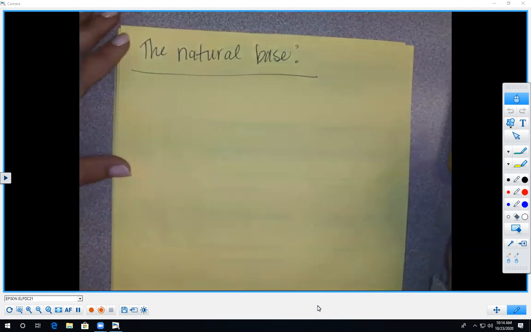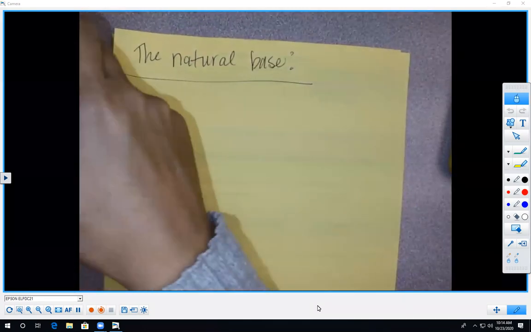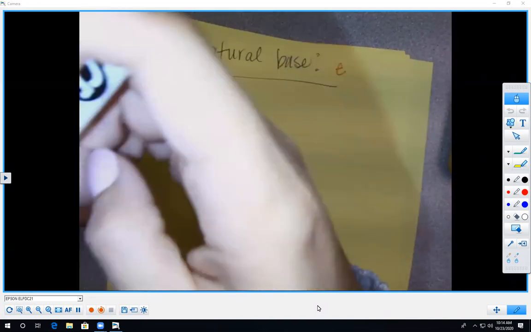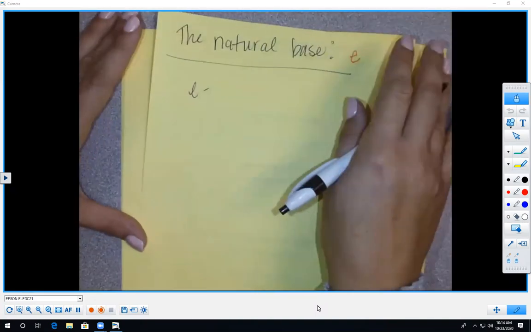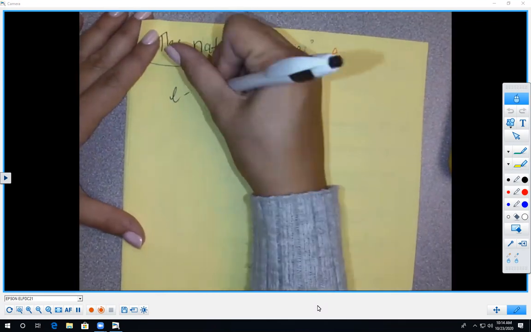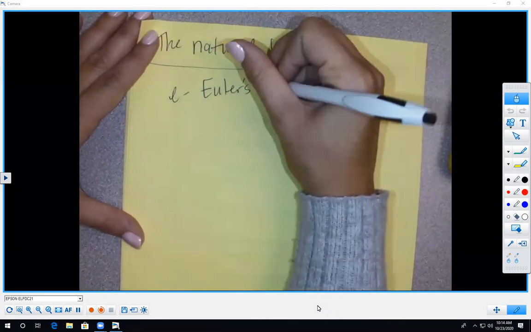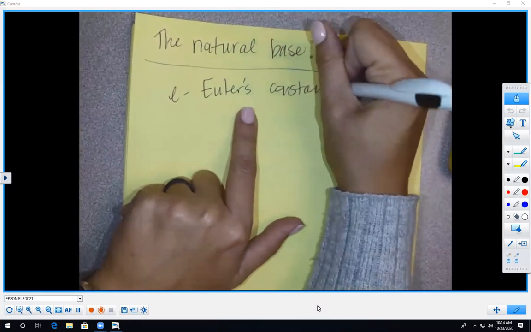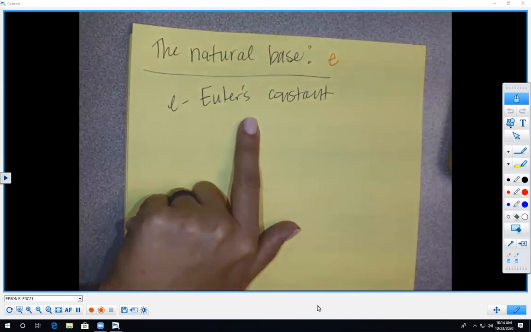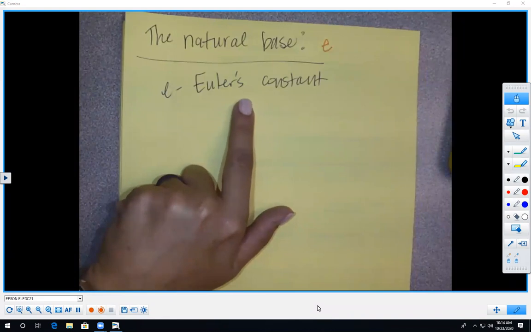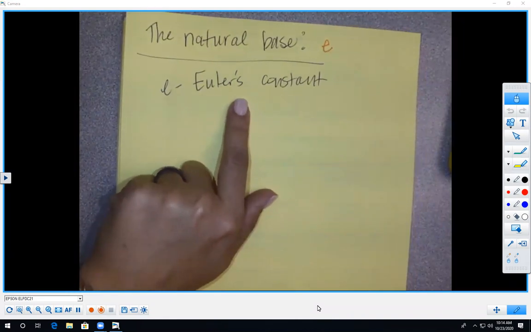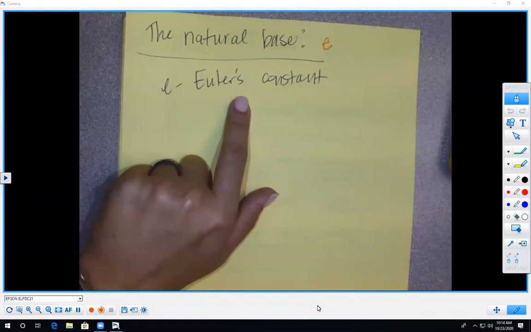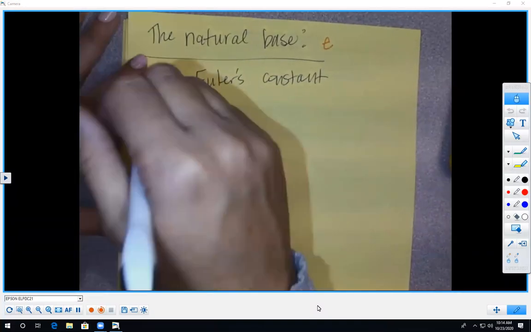Okay, the natural base, and it is represented by the letter e. e is Euler's constant. Euler's, E-U-L-E-R apostrophe s. Okay, and e is just a number. It's a big long decimal. It's an irrational number. It's kind of like pi. Okay, so it's essentially pi, but it's a different context for it.